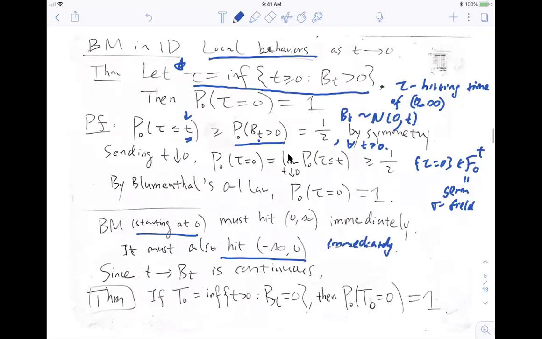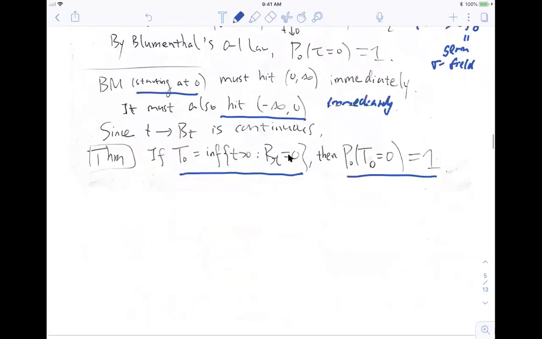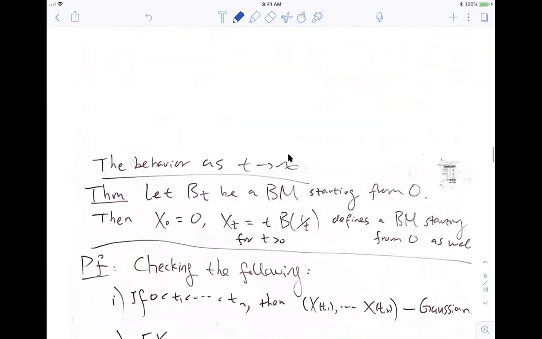So this T_0, where you visit the point 0, also happens immediately. If you visit the positive part immediately, you also visit the negative part immediately, and the path is continuous, so you must cross 0. So T_0 actually also equals 0 almost surely. Okay, this is Blumenthal's 0-1 law and its application. So this is the behavior at time 0.